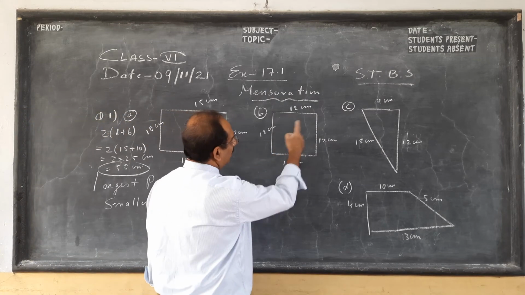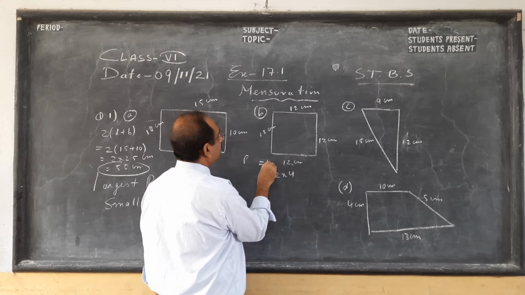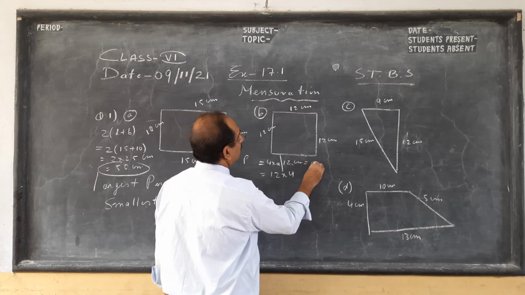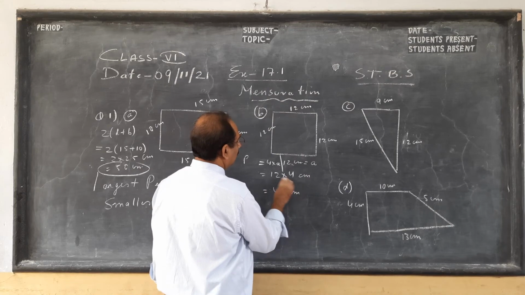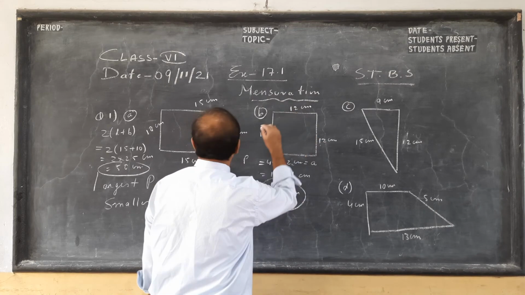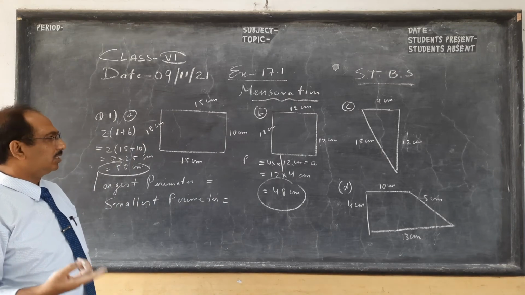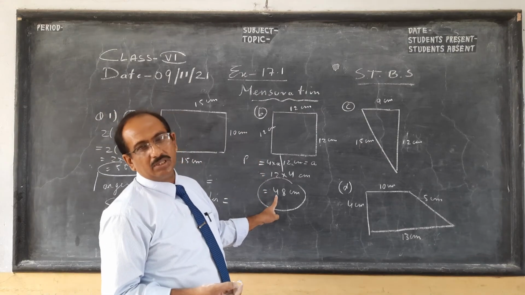Second figure, 12, you can write like this, 12 fours are. If you use the formula also, it is 4 times the side. Let one side be a. So we get 48 centimeter. So the second figure is 12, 12, 12, 12. You can add or 12 fours are. 12 plus 12 is 24, 36, 48. So the first one was 50, the second figure perimeter is 48.